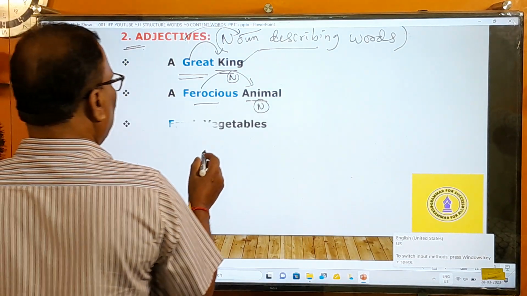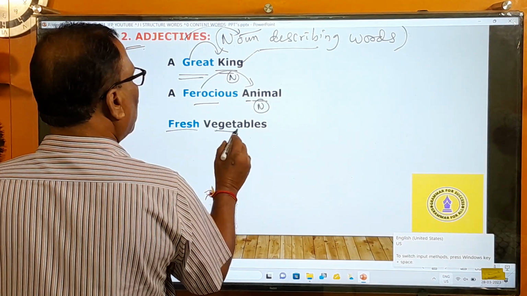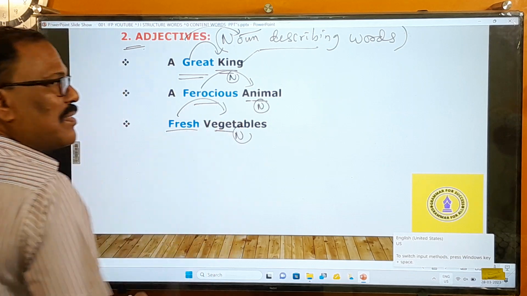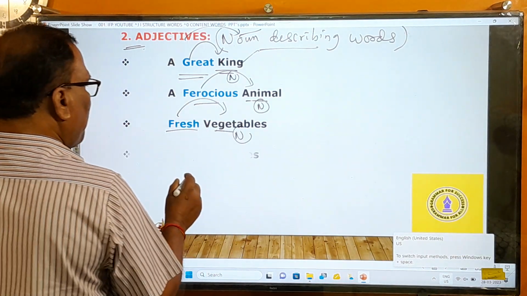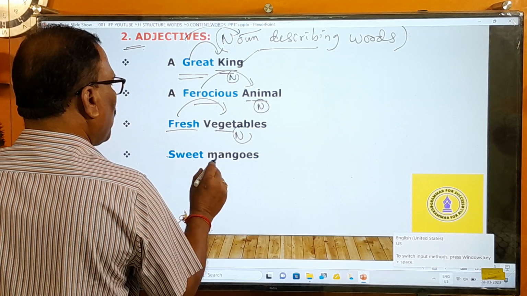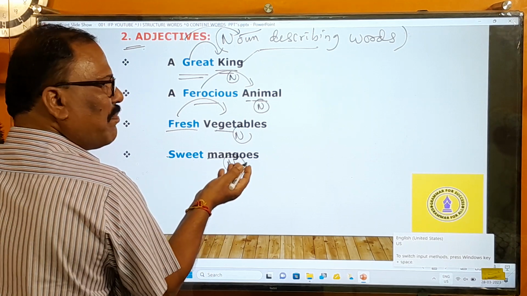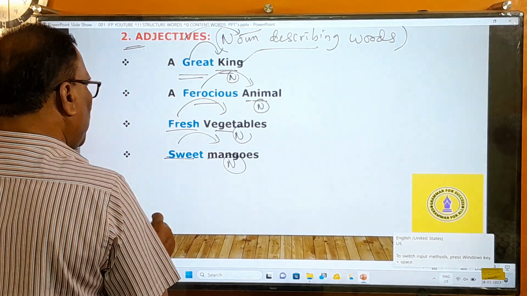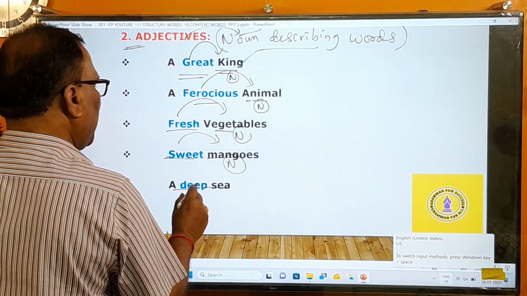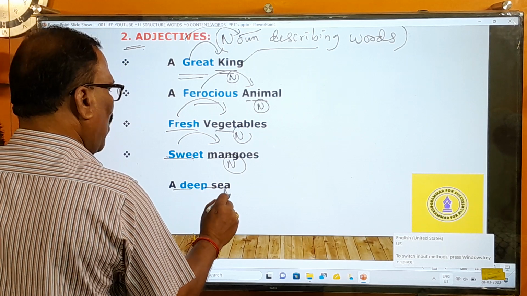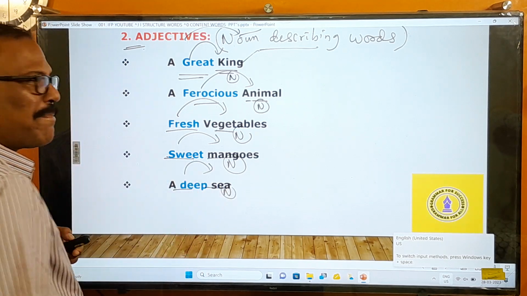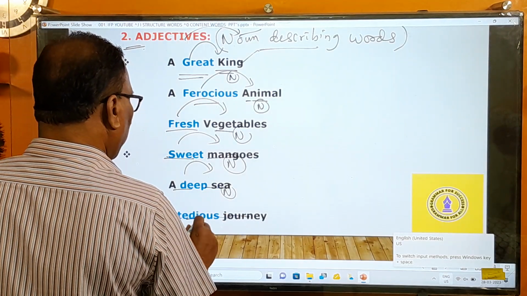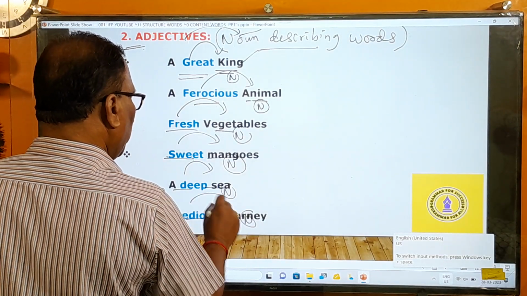And then comes fresh vegetables. Vegetables is a noun. What kind of vegetables? Fresh vegetables. And then comes sweet mangoes. Mangoes is the name of fruits, so it's a noun. What kind of mango? Sweet mangoes. So here, deep sea. Sea is a noun. What kind of sea? Deep sea. And then comes a tedious journey. Journey is a noun. What kind of journey? Tedious.